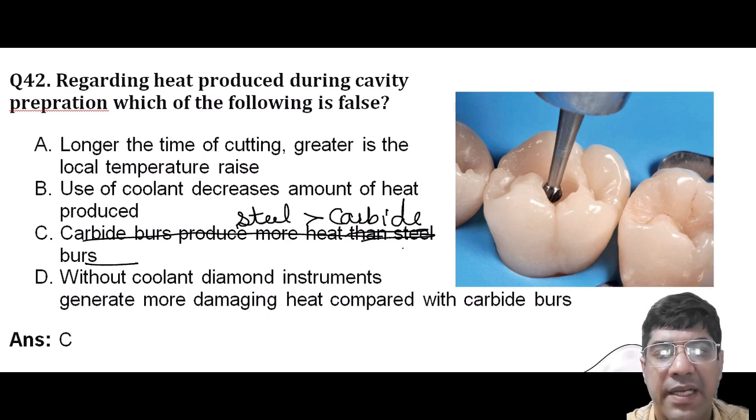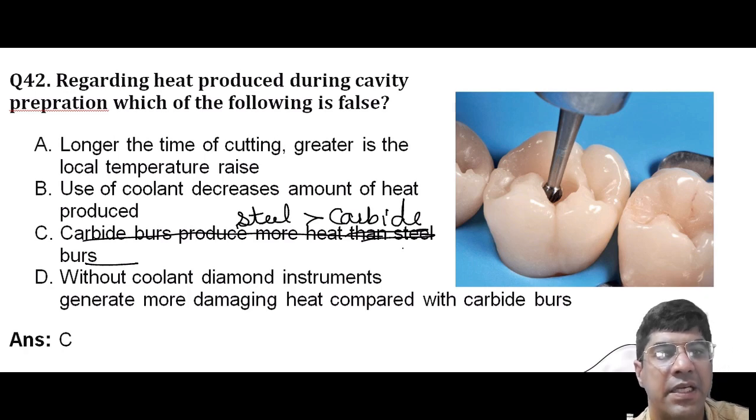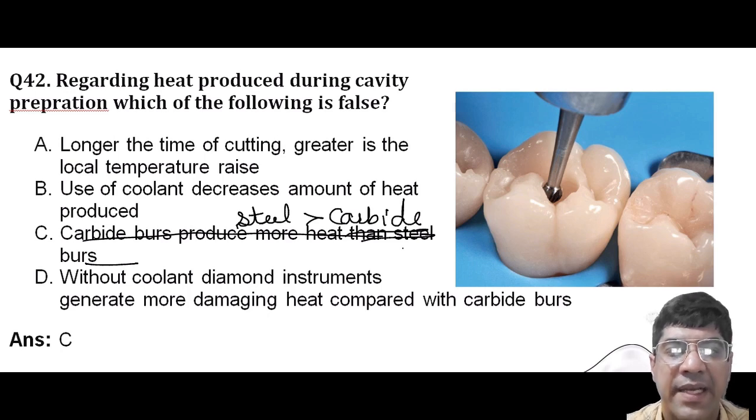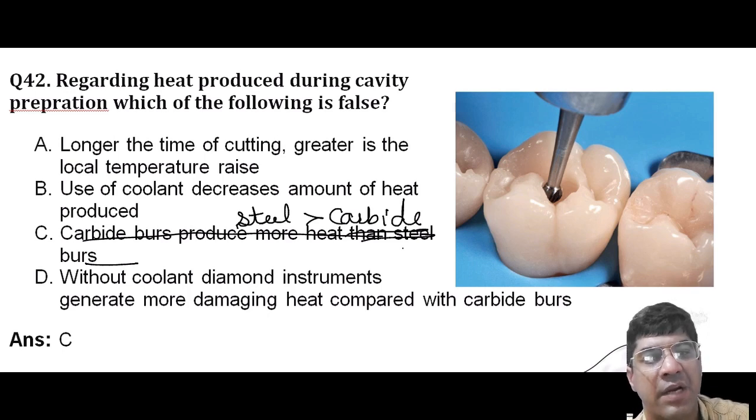Longer the time of cutting, greater is the local temperature rise. When the dental instrument is used to prepare a cavity in the tooth, friction between the instrument and tooth will generate heat. So the longer the cutting procedure, more heat is produced in the localized area. Use of coolant decreases the amount of heat production. Coolant in the form of water or a specialized dental spray is used during dental procedures to reduce the heat generated by the cutting instrument. That helps to dissipate the heat and keep the tooth and surrounding tissue cooler.